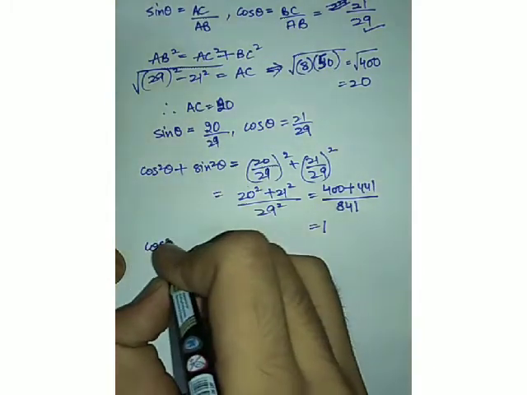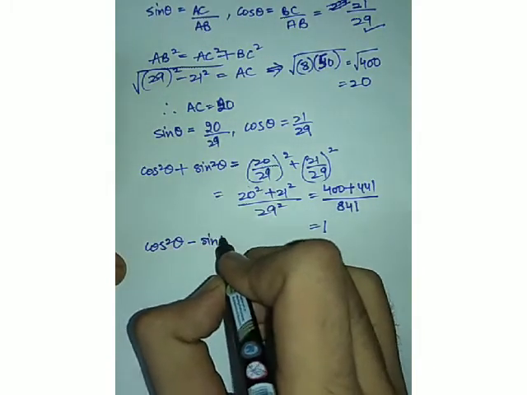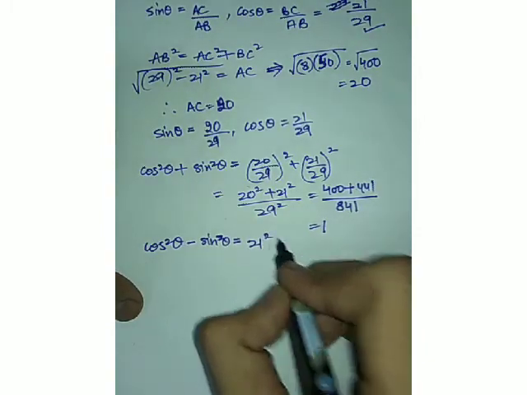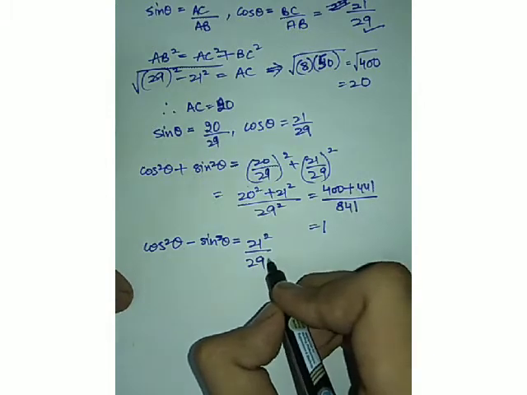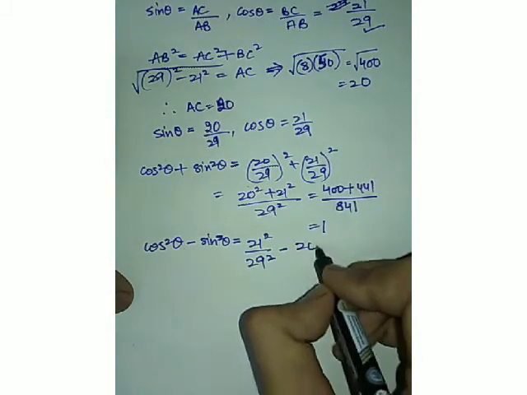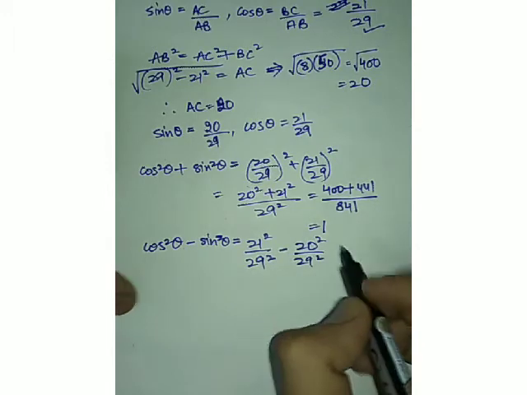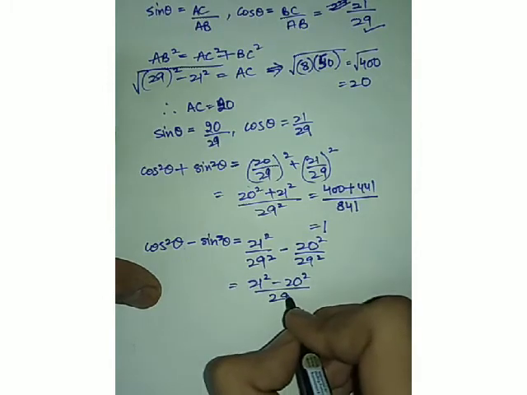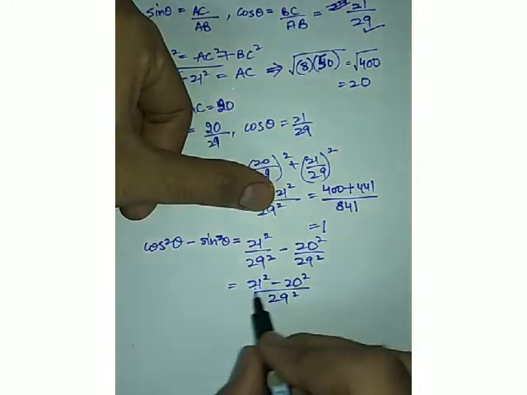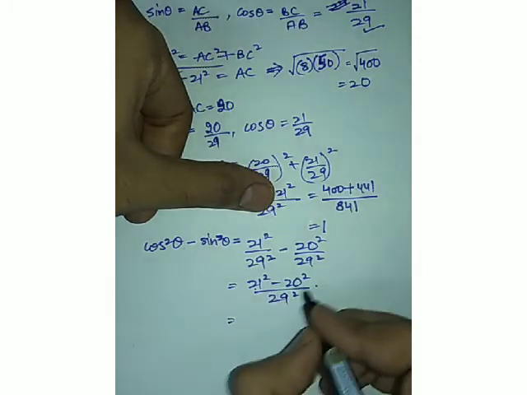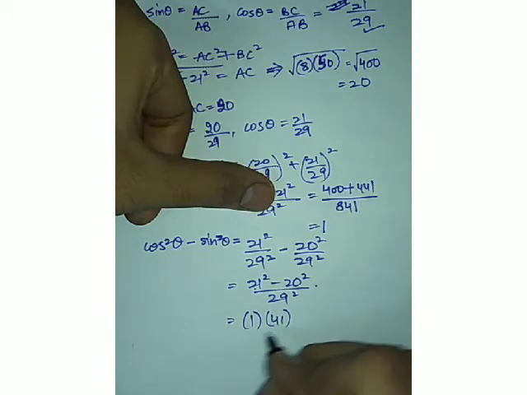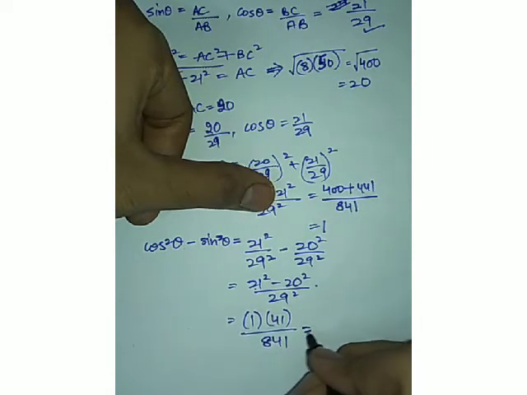We also have to find the value of cos square theta minus sine square theta. So what we will do: 21 square upon 29 square minus 20 square upon 29 square. You can clearly write 21 square minus 20 square upon 29 square. A square minus B square is (A minus B)(A plus B). 21 minus 20 is 1. 21 plus 20 is 41 upon 841, because 29 square is 841, so your answer is 41 upon 841.